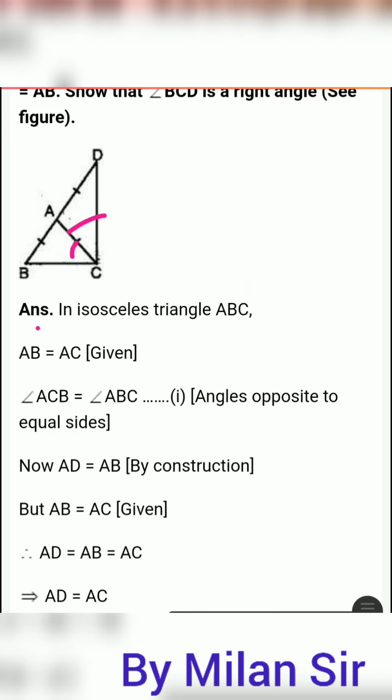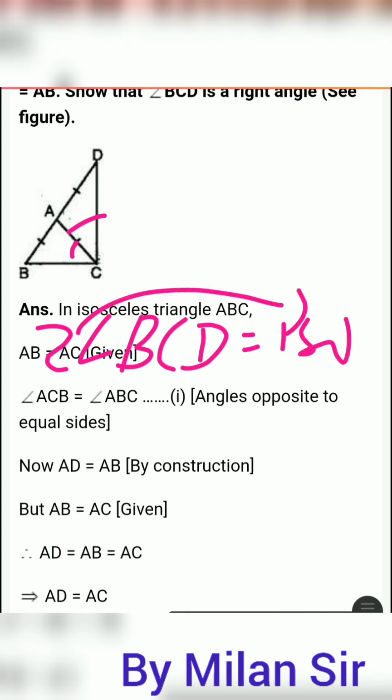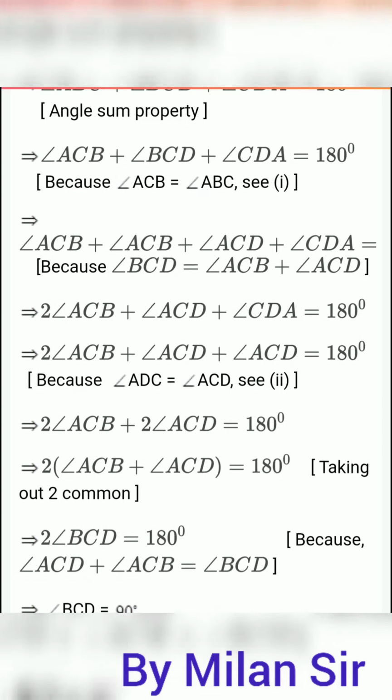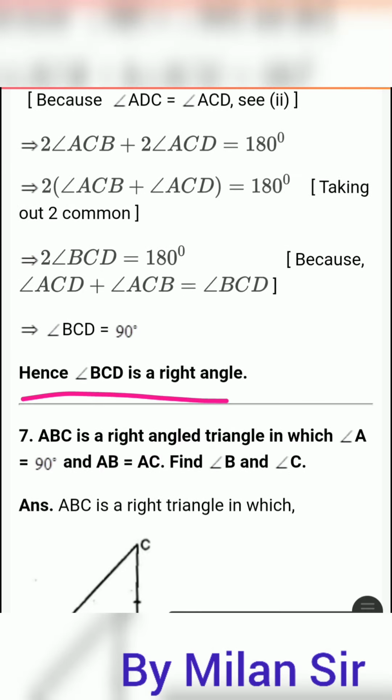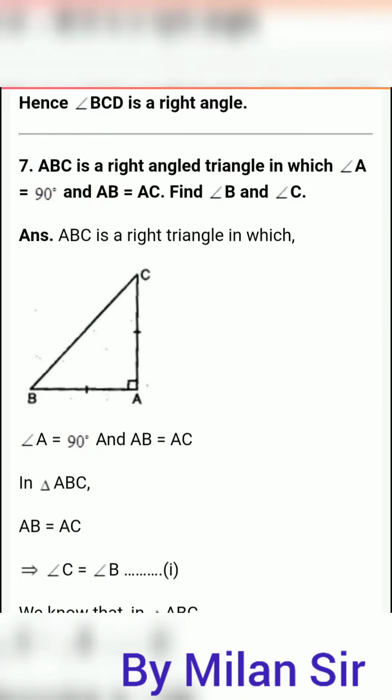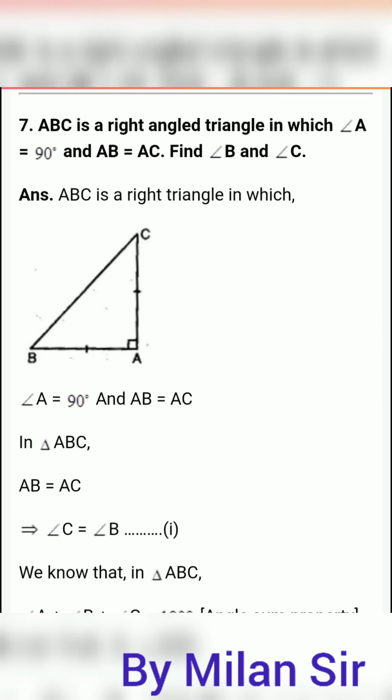ACB plus ACD, it is full angle BCD, is equal to 180 degrees. Transfer this 2, so 180 by 2 is 90. So angle BCD is 90 degrees. Okay, that's why BCD is a right angle. After that, question number 7.